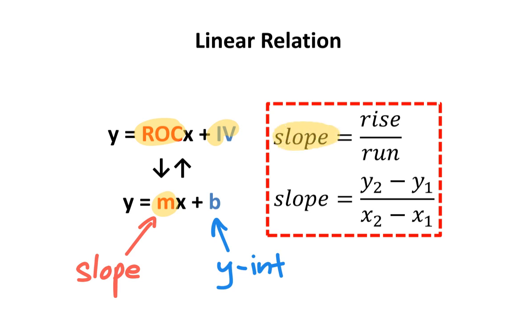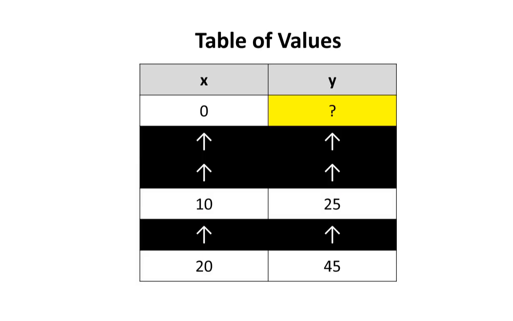Remember, slope refers to the steepness of a line. You can find the steepness of a line by drawing a right triangle underneath it, then finding the rise and the run. Or, if you have 2 points on that line, you can use the equation y2 minus y1 over x2 minus x1. In this table of values, you are only given 2 pieces of information.